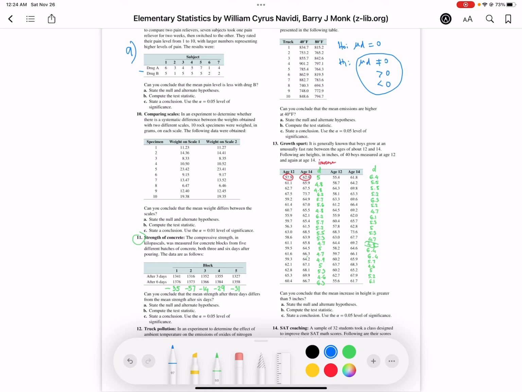Drug B less. If drug B is less, for example, you look at the first one, drug B is 5 and drug A is 6. So if drug B is less than drug A, when you do the minus, the difference, you will get a positive. So the null is mu d equal to 0, but the alternative mu d will be greater than 0.